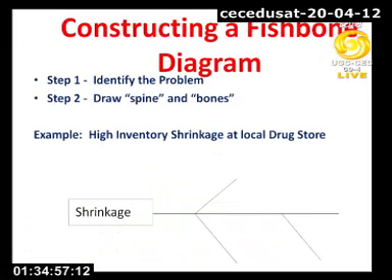Just look at this. Now, how to construct this fishbone diagram? First step, step number 1, identify the problem for which we are finding the solution. Then step number 2, draw spine and bones. As we have already discussed, show the spines and bones, and on the face of the fish we write the problem. The problem is shrinkage, and it is written as high inventory shrinkage at local drug store.